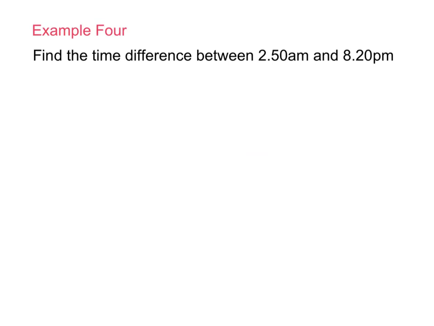Okay guys, here's another example, and this is an even trickier one. Okay, so first off, the first thing we have to do is again draw a vertical timeline. So writing down in your grid book or your rule book example 4 and find the time difference between 2:50 and 8:20 p.m. Again, I draw up my little diagram, minutes, hours.